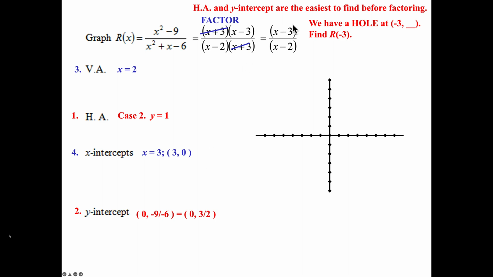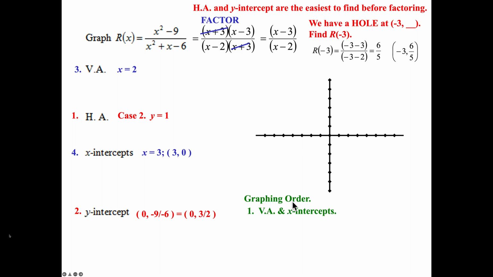All right, so to find the hole, we take that x plus 3, the one we canceled out, set it equal to 0. That's x equals negative 3. Substitute that into our new fraction here. Negative 3 minus 3 is going to be a negative 6. Negative 3 minus 2 will be a negative 5. Negative over a negative changes to a positive, so we're right here at 6/5. Negative 3, 6/5, or 1.2 if you want to have a decimal. So this is going to be an open circle that I'm going to plot when I plot the y-intercepts.